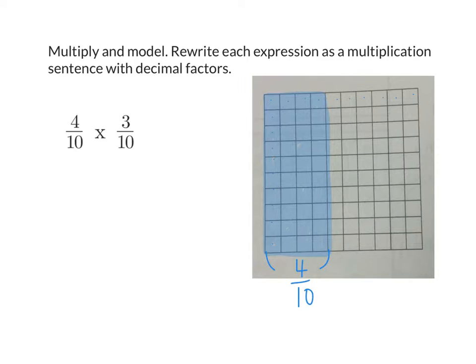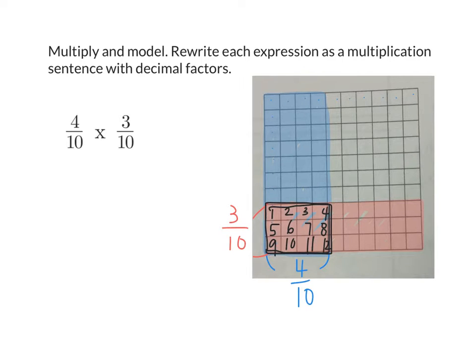Good. So since our other factor is 3/10, go ahead and mark off 3 rows. And of course, label it as what? 3/10. Is this exactly what we did last week? Is it? So how much of it is overlapping? How many boxes are overlapping? 1, 2, 3, 4, 5, 6, 7, 8, 9, 10, 11, 12.